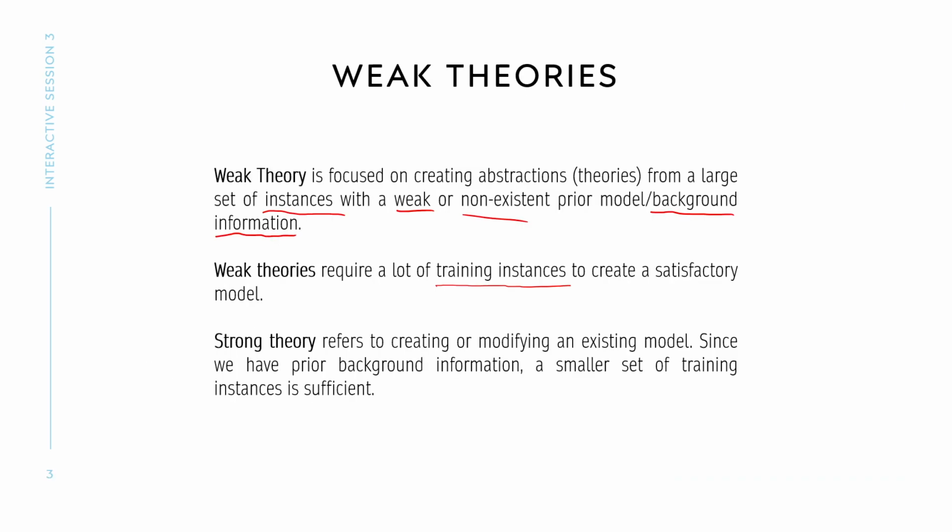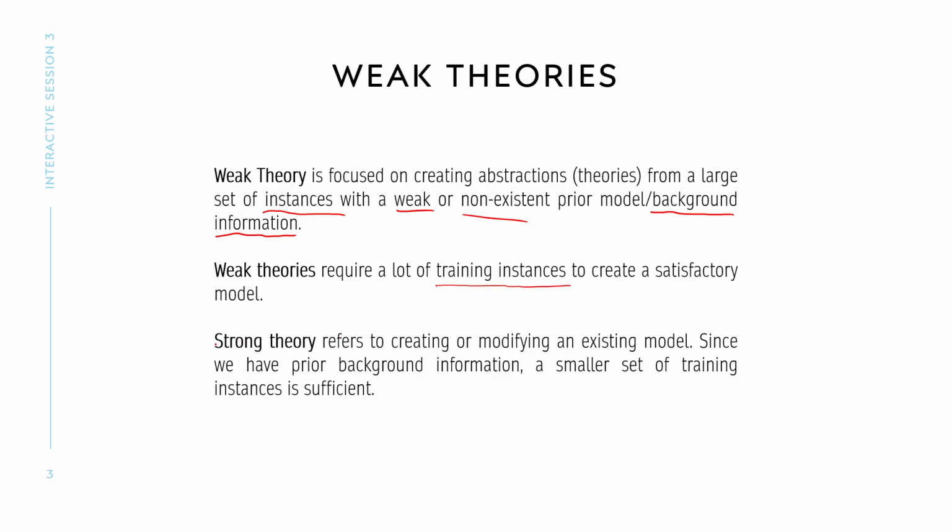Right. So I'll start off with weak theories. A weak theory is what we usually encounter in machine learning, which is focused on creating theories or abstractions from a large set of instances. So we have a large data set, but we have very weak or almost no background information or prior model which we can work on, right? The thing with weak theories is they require a lot of training instances to create a satisfactory model, and if you don't provide sufficient data, then it is not going to work out, right?